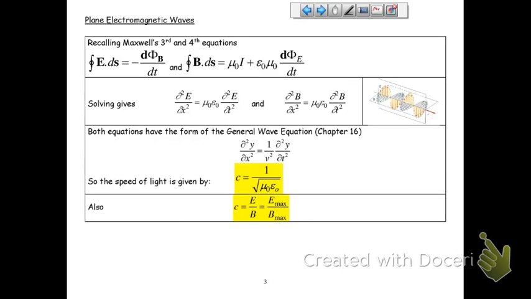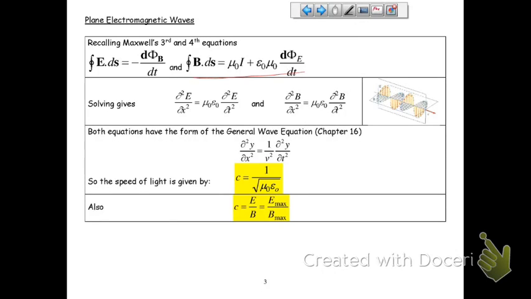Let's take the last two, which we kind of flew over, and we'll fly over them again. So E dot ds is equal to minus dΦ_B by dt, and the integral of B dot ds is equal to mu naught I. And then we had this little fudge term at the end. If we look at that one in particular, solving gives d2E by dx squared equals mu naught epsilon naught d2E by dt squared, and d2B by dx squared equals mu naught epsilon naught d2B by dt squared. So we have two wave equations.